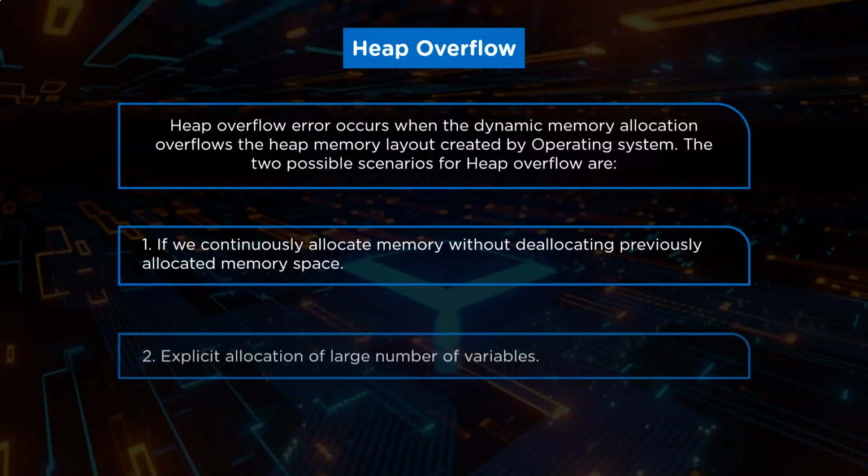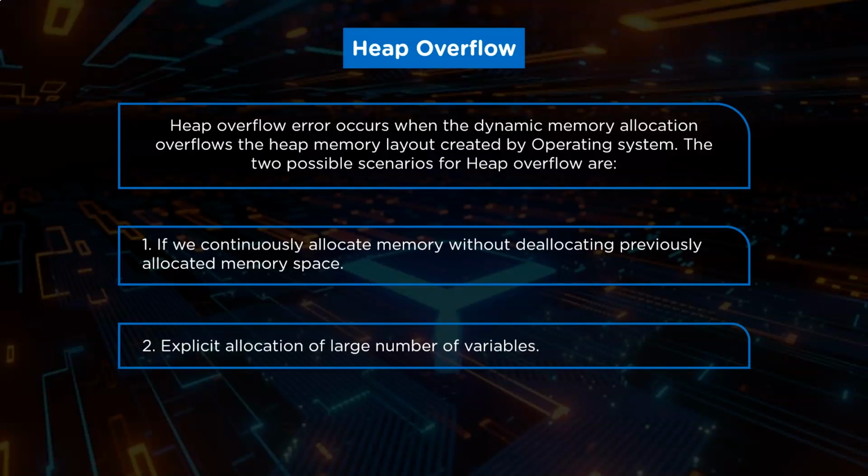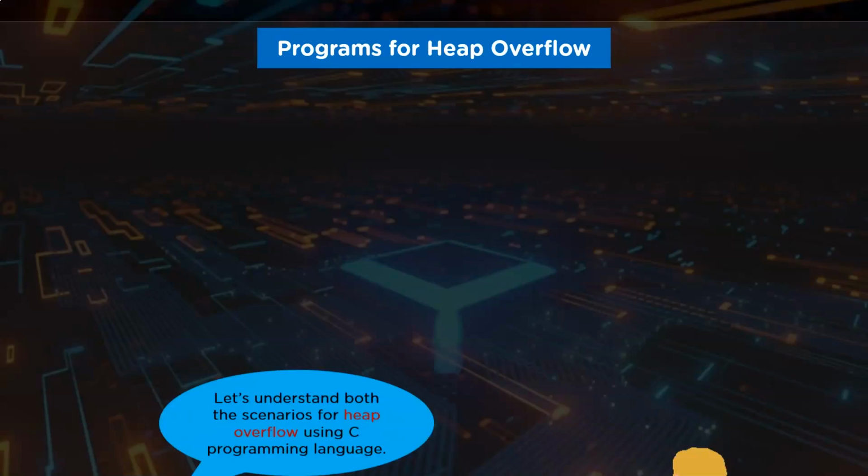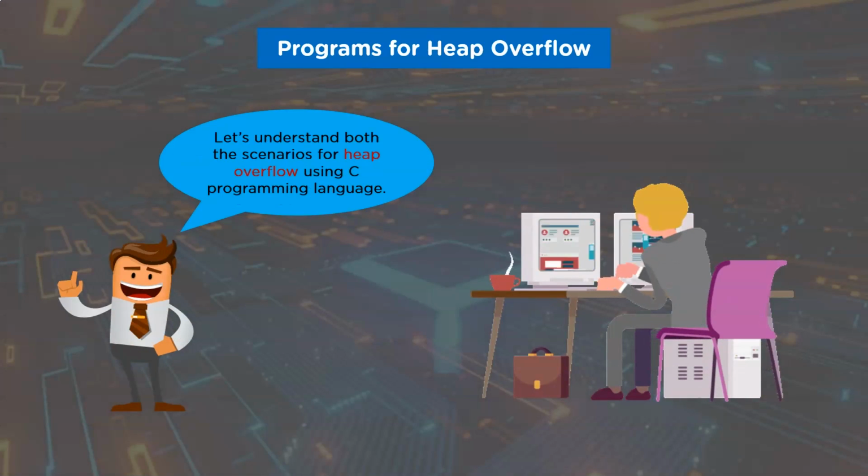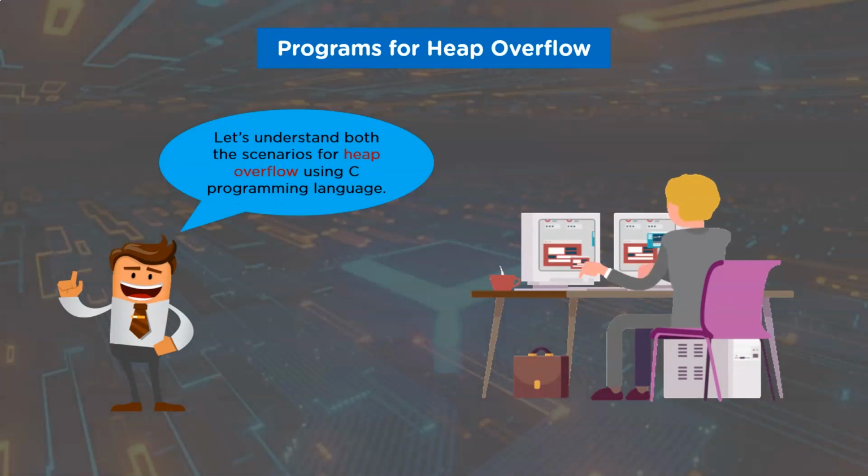The second scenario is about explicit memory allocation to a massive number of variables. In this case, the RAM gets completely filled with heap area and the computer enters a deadlock situation. On that note, let's visit the code editor and build up the programs for both these cases.